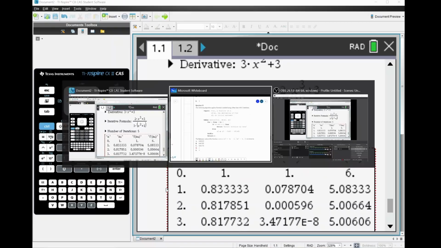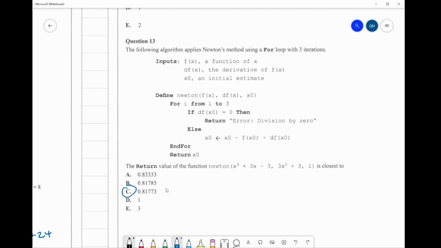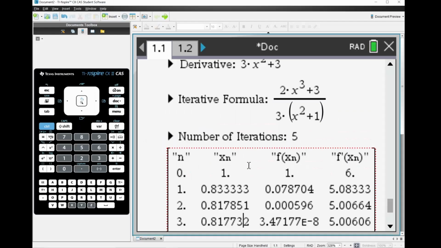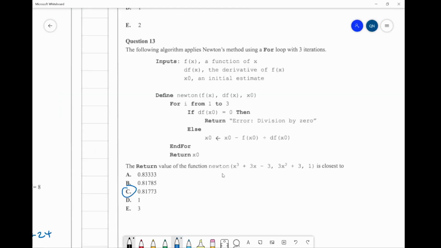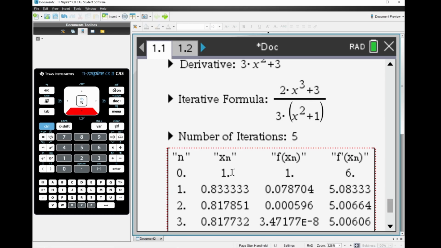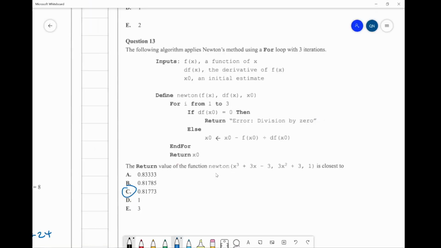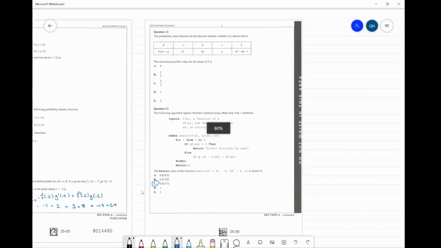That should be it. Let me just think about this program. Each time we do this, i goes from 1 to 3. So i starts at 1, and then we only go up to 3. So we loop through this part 3 times, which means we update the x0 value 3 times. x0 starts at 1, right? And we're doing this update 3 times. So 1, 2, 3. So it's 0.817732. Yeah. Okay.